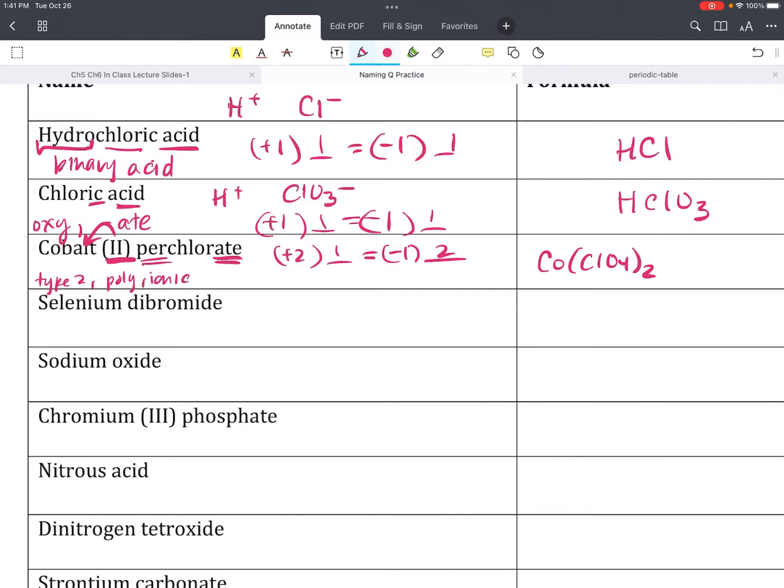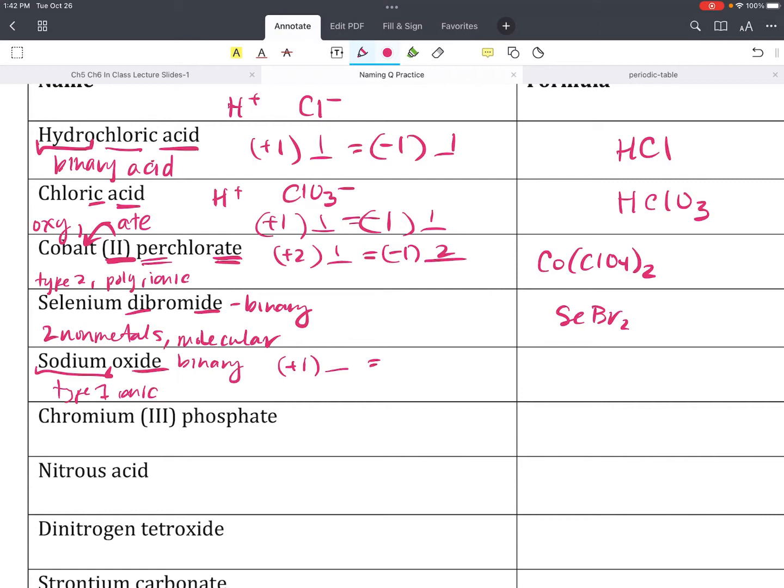Selenium dibromide, so I'd look at this ide, probably binary. That's what this part means. Di is a molecular prefix, and I would go check my periodic table, and I would see that I indeed have 2 nonmetals, which means that this is molecular, which means that I will just write what it says, SeBr2. Sodium oxide, here we have the ide ending, which tells us binary, probably. Here we have a metal, so this is a type 1 ionic. And so we have +1 for sodium, -2 for oxide, which means my formula is going to be Na2O.